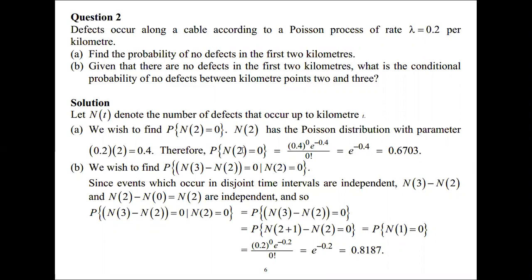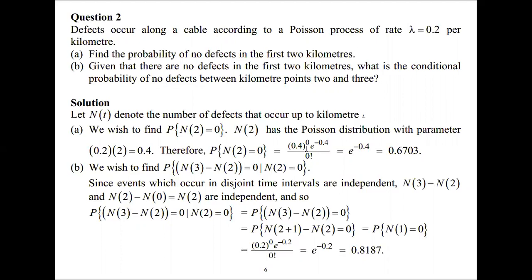And what's the number of defects? 0. So it will be 0.4 raised to the power 0, then e raised to the power minus 0.4, over 0 factorial. So that's the answer for A. So simple. It will be e raised to the power minus 0.4. Are we okay?